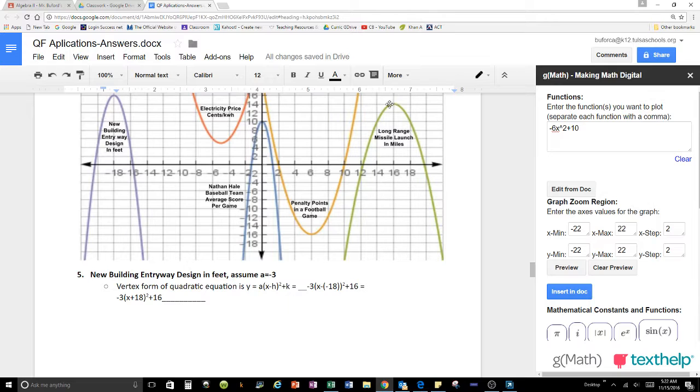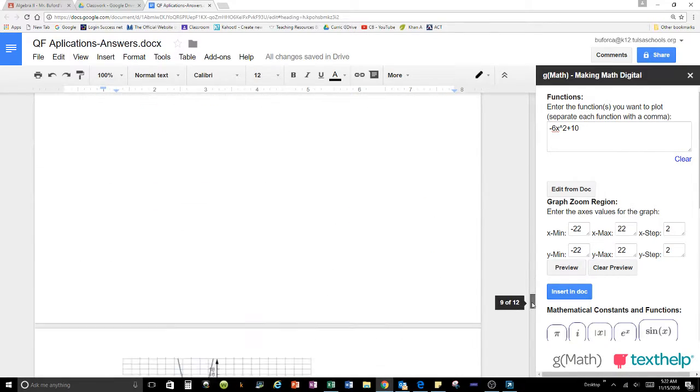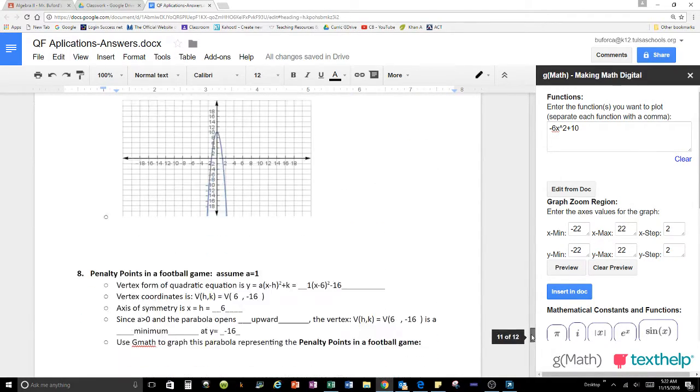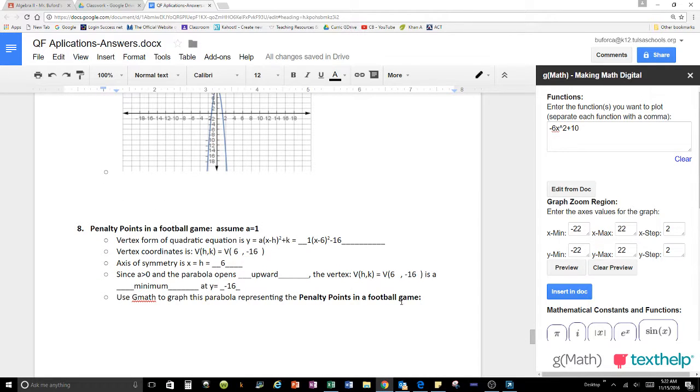Okay, so this is the one we're going to do next. You can see it's going to be a maximum because it's at the top of the parabola. And the top of the parabola is always at the k value, which is 14. But let's go finish this one. We need to graph it. So let's go back down to the penalty points in a football game.